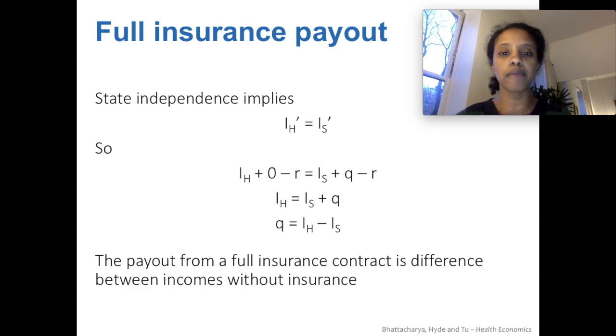which you always pay. So what this is showing you, when you get rid of the R from both sides and get rid of the zero, is simply the fact that Q, the payout, is what you have to add to I sub S in order for it to be equal to the healthy income I sub H. In other words, the definition of a full insurance contract is when the payout Q is equal to the difference between I sub H and I sub S. So it should fully compensate you for those two sources of income loss in the sick state.